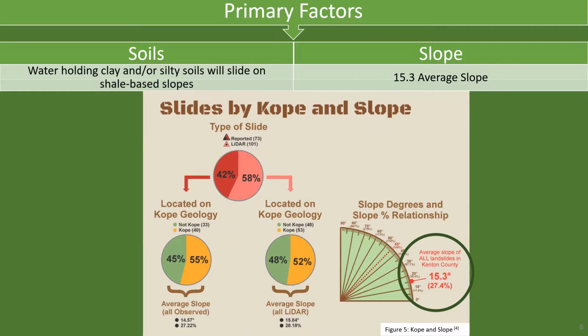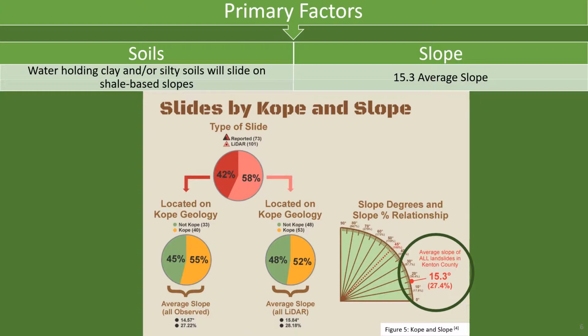In Figure 5, a comparison between LiDAR data, landslide observations from satellite images, and reported landslide occurrences showed that in both cases, more than half of the landslides occurred on the Cope Formation. From the previous slide, this formation is a more dominant formation found in Kenton County and contains bluish-gray shale.